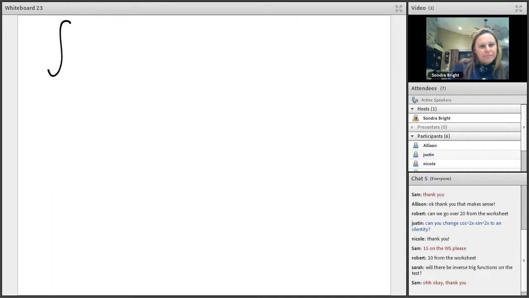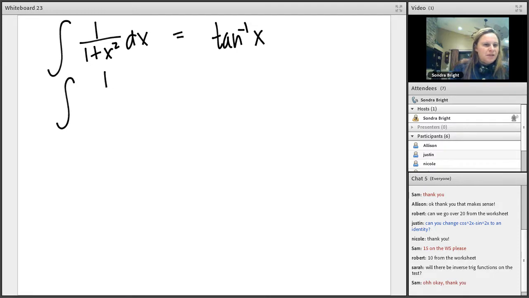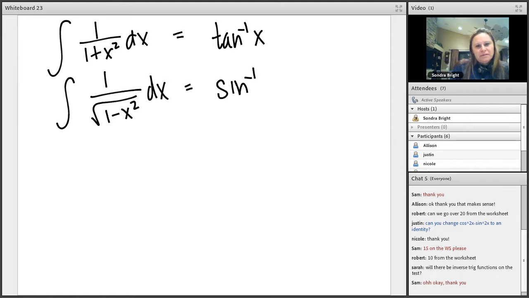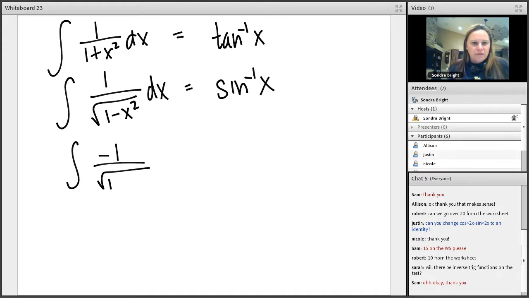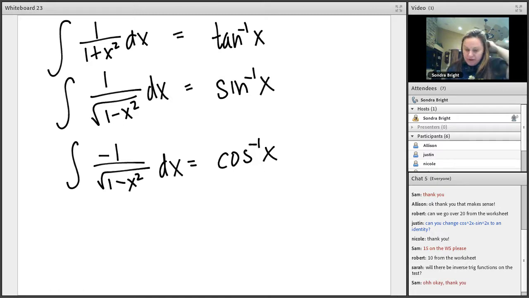If you see something over 1 plus x squared, that's inverse tangent. And if you see something over the square root of 1 minus x squared, that's inverse sine. And the reason why cosine is fair game also is because it's just the opposite in sign of the sine one. So negative 1 over that, you already have the 1 memorized, so that's inverse cosine. Those are the ones I would definitely know for sure because they'll show up on the AP exam. And so yes, we put them on there.